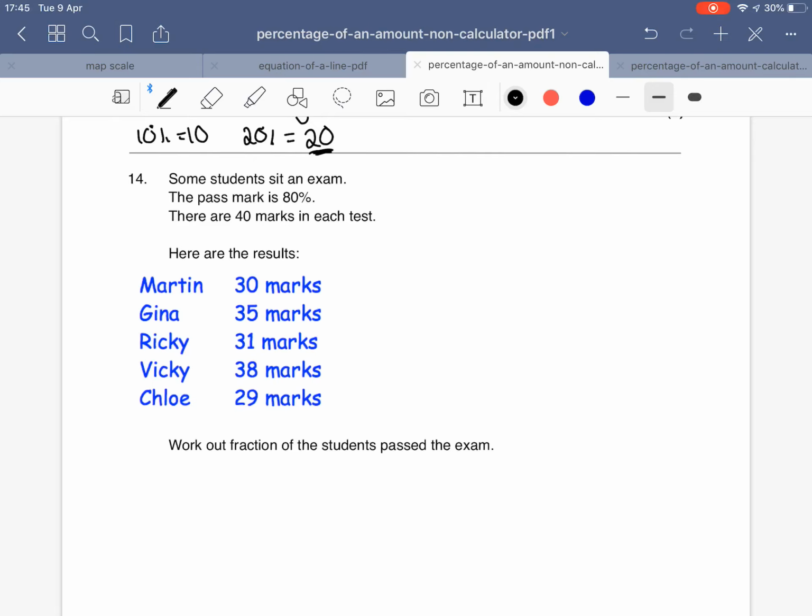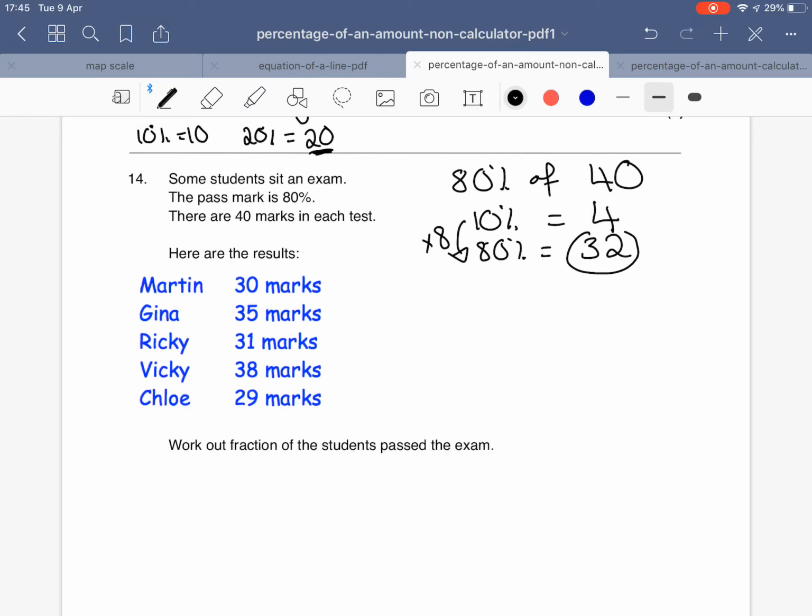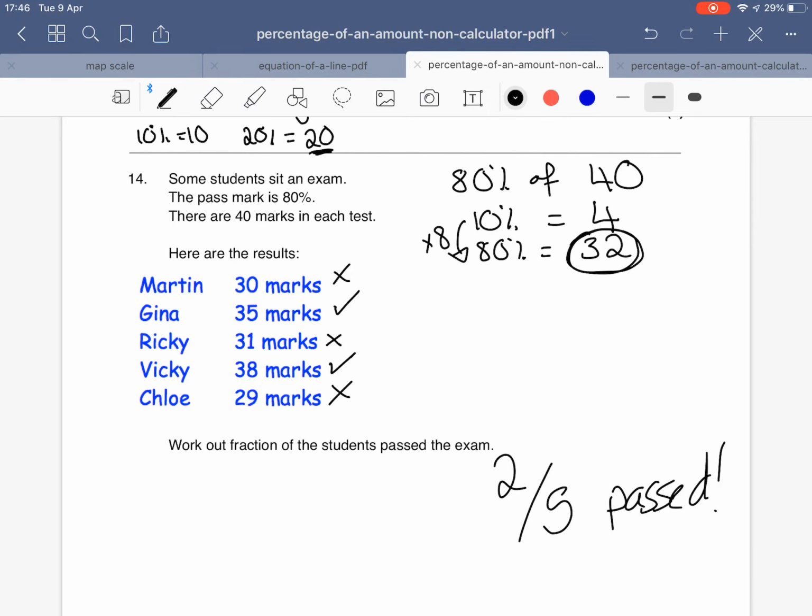Well, if you need 80% to pass, and it's out of 40, let's work out 80% of the 40. Let's see how many marks you need to pass. So we know 10%, we divide the 40 by 10, so 4. So 80%, I'm going to times that by 8 to get 32. So you need 32 marks or more to pass. So he didn't. She did. Nope. Yep. Nope. So only 2 out of the 1, 2, 3, 4, 5 passed. That's a high pass mark, isn't it?